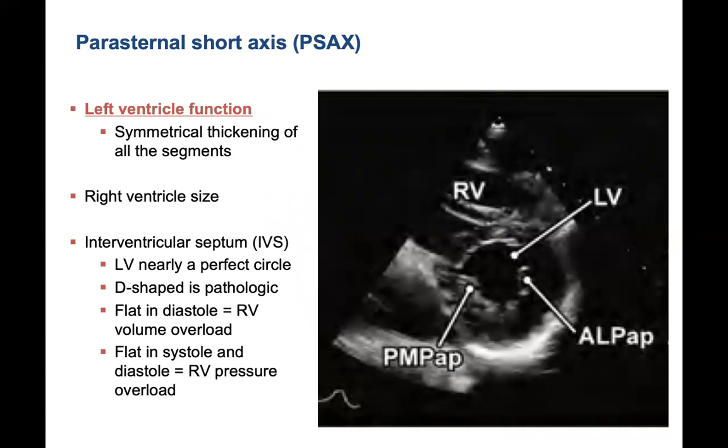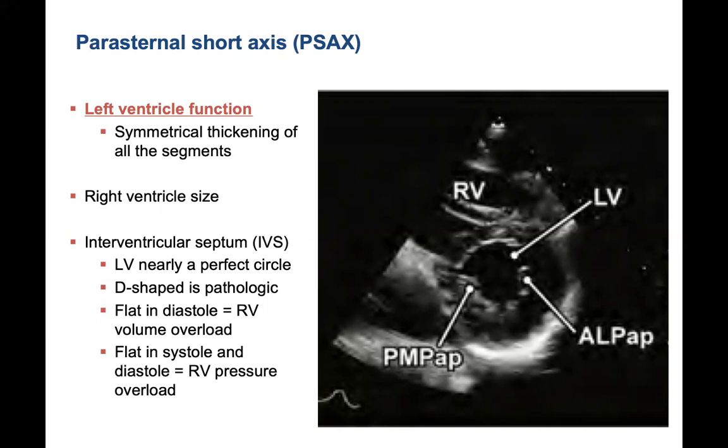Parasternal short axis view, what are we going to evaluate? This is my favorite view for left ventricle function. Everybody says, what view do you like for this? What view do you like for that? I think any pathology of the heart, you want to confirm it in multiple views. But if I had to pick one view to look for LV function, this would be it.